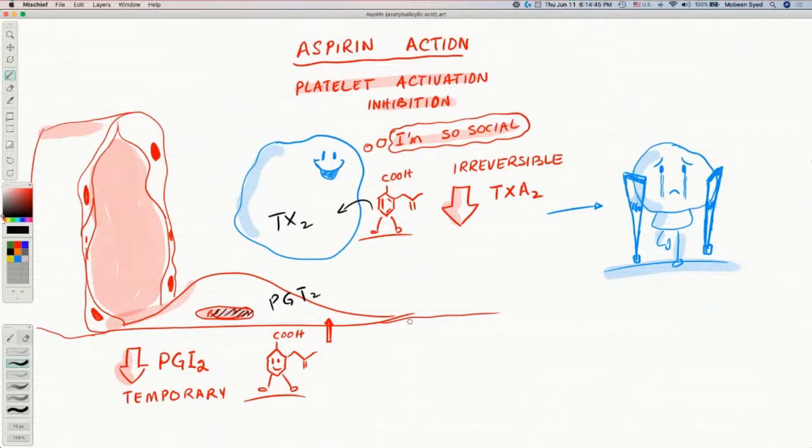So there's a comment by Abdur Razak. It means aspirin is very important. Yes, it is very important because it would allow the platelets not to aggregate.